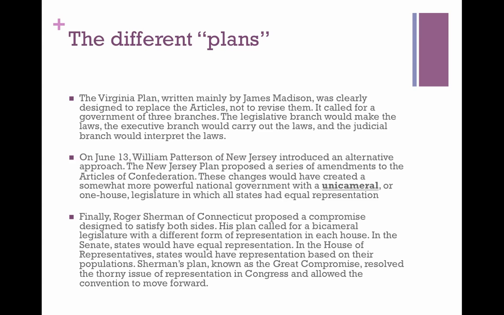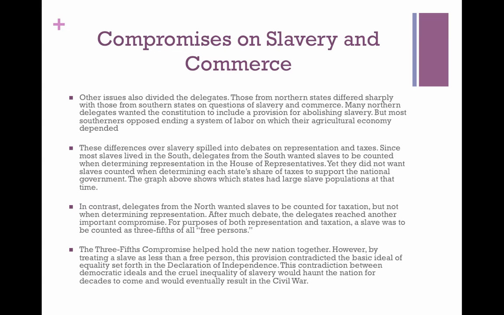This plan, written by Roger Sherman, was known as the Great Compromise, and it resolved the different issues of representation in Congress. It allowed the convention to move forward because between the Virginia plan and the New Jersey plan, they were kind of deadlocked. The Virginia plan had some good attributes, the New Jersey plan had a couple, not as many. So what he did is he put them together and came up with the Great Compromise.